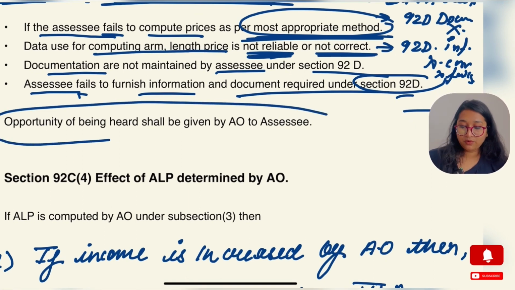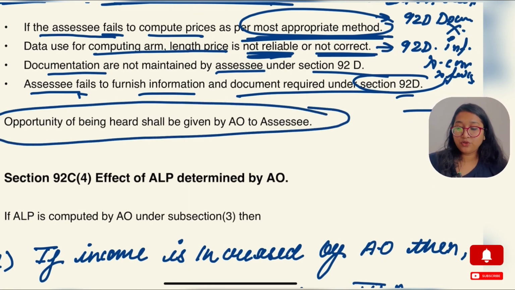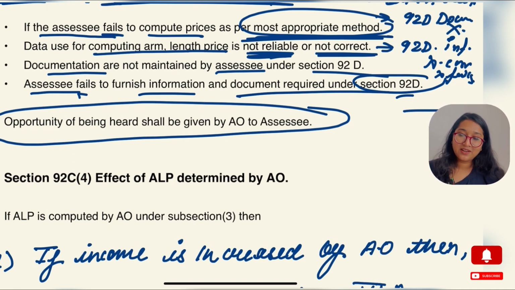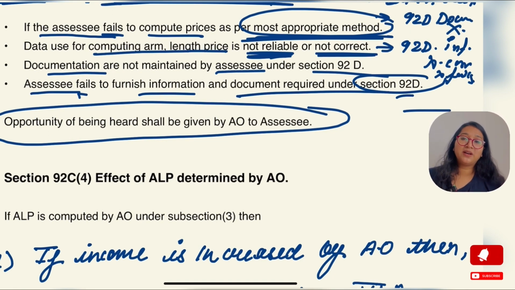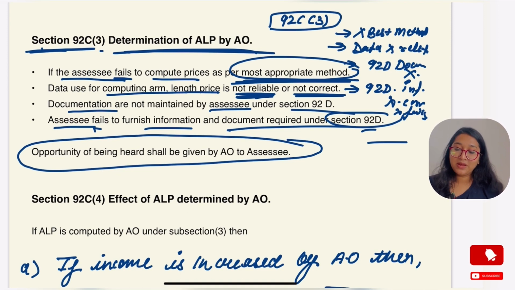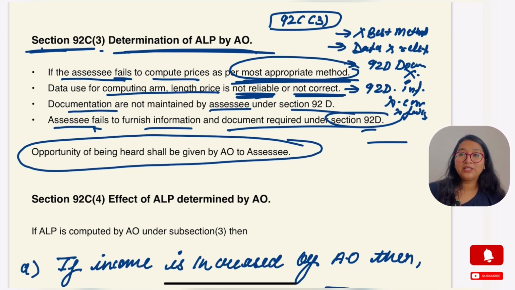One more thing, in this case, one opportunity of being heard shall be given by AO to SSC, right? The SSC will get an opportunity of being heard by AO before making the conclusion, or before determining the arm length price by AO.